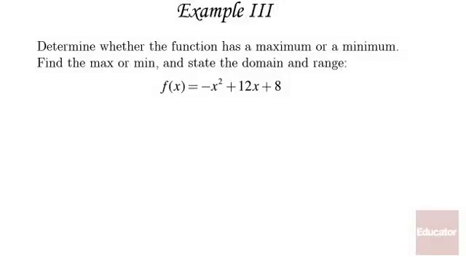Okay. In this next one, we're asked to determine whether the function has a maximum or a minimum, find the maximum or minimum, and state the domain and range. So we don't even have to graph this one, but we first need to look at it and determine if it has a maximum or a minimum. And the way we figure that out is by seeing what this coefficient of x squared is, what a is. Okay, here a equals negative 1. Recall that when a is less than 0, when a is negative, the parabola opens downward.